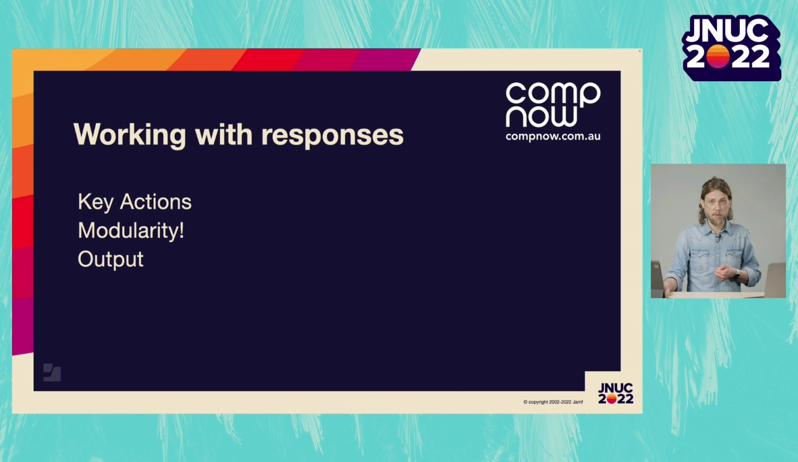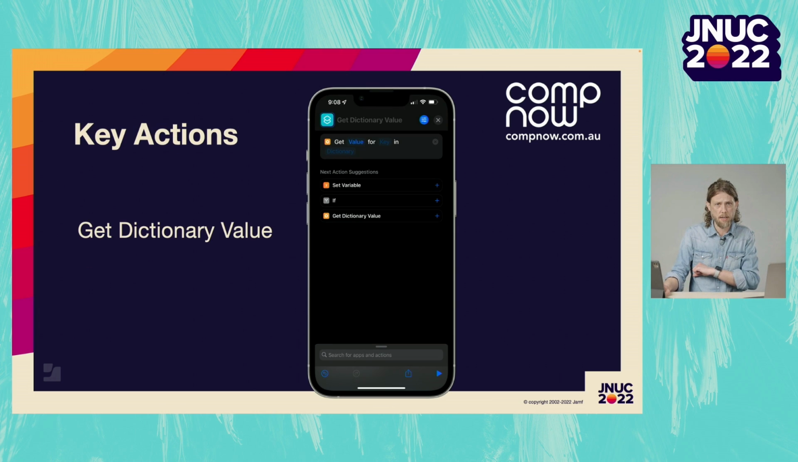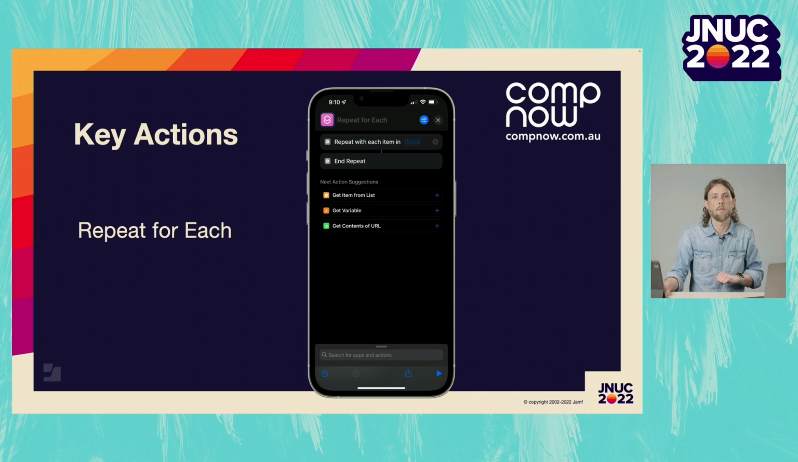Now, working with responses, we've got some key actions and some other information as well. So getting right into it, getting a dictionary value. So whatever comes before it, you say, get the value for whatever key it is. So you've got to know what the key is, but there are ways to know that ahead of time. Sometimes you've just got to make the call and see what comes back. But that's probably the key one for all of this after Get Contents of URL.